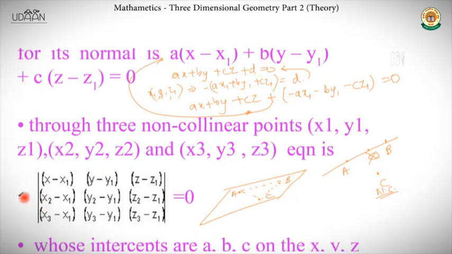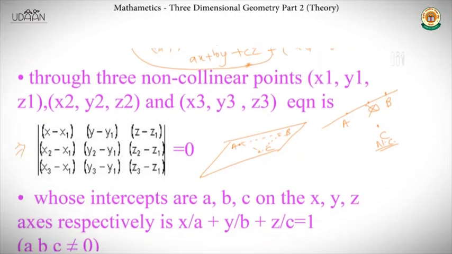The equation is given by this formula, which is the determinant of x minus x1, y minus y1, z minus z1; x2 minus x1, y2 minus y1, z2 minus z1; and x3 minus x1, y3 minus y1, and z3 minus z1, which is equal to 0.